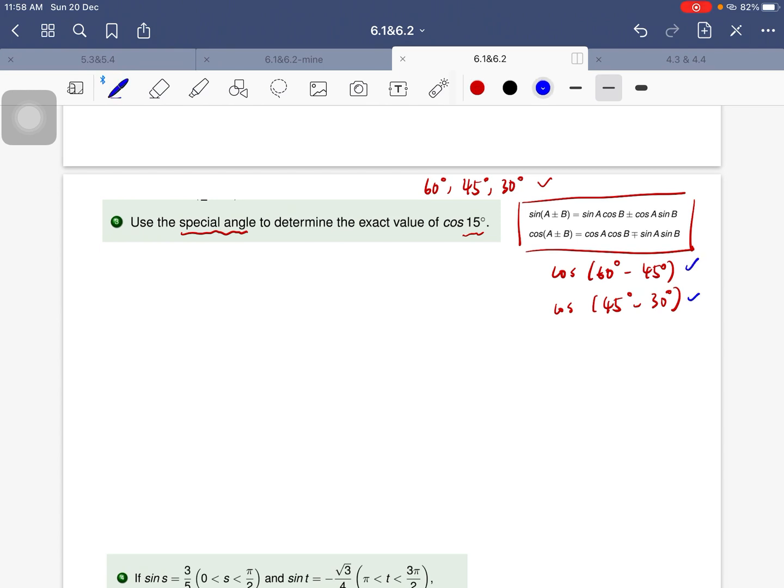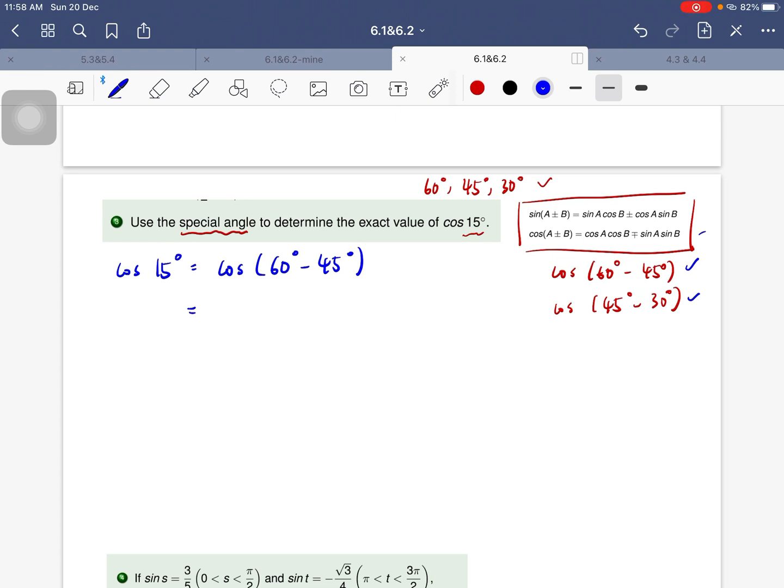Either way you pick, whether you use this one or this one, both of them are supposed to give you exactly the same answer. I guess you can choose either way. For example, let's say I'm going to choose the top. I'm going to write that. So cos of 15 degrees is equivalent to cos of 60 degrees minus 45 degrees.